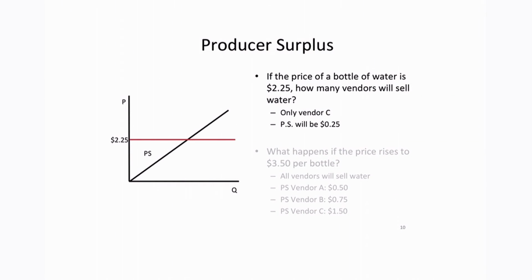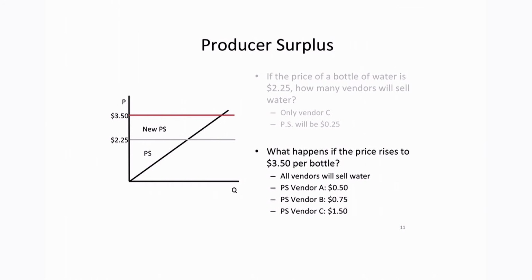So if we look at the area of producer surplus, if the price of the bottle of water is $2.25, who is actually going to sell water? The only vendor is going to be vendor C, and his producer surplus is going to be 25 cents. The difference between the actual price, $2.25, and his minimum price of $2. So the area of producer surplus therefore is going to be the area below the actual price, $2.25, and above the supply curve.